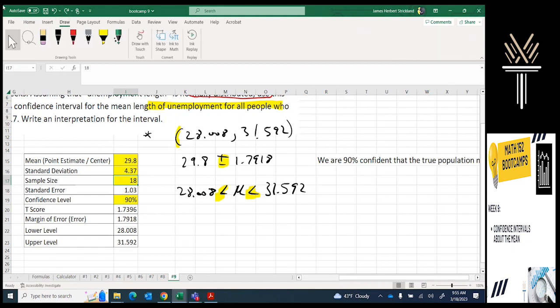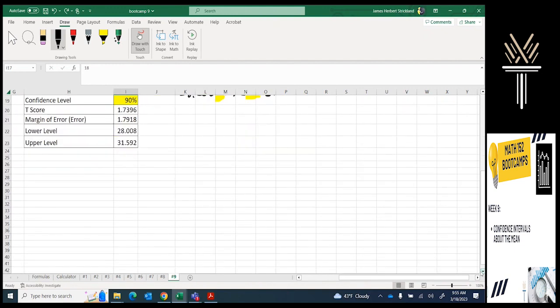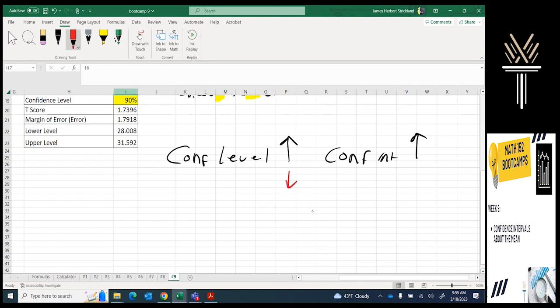So here's a nice fact that they always ask you every year on an exam. And let's just make a little diagram somewhere. But essentially, if the confidence level increases, the confidence interval also increases, and if the confidence level decreases, the confidence interval also decreases. They always change in the same way.